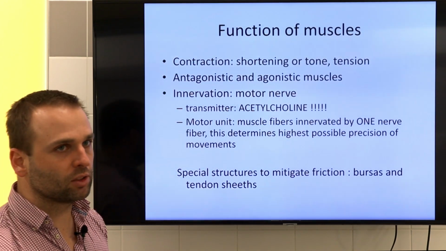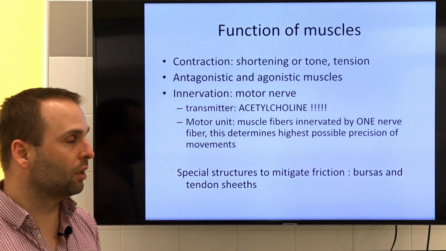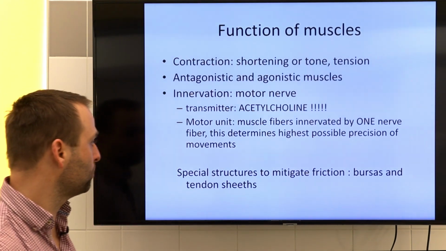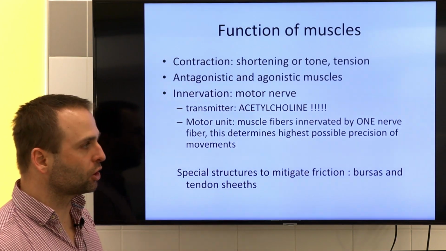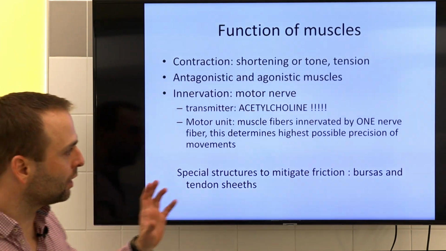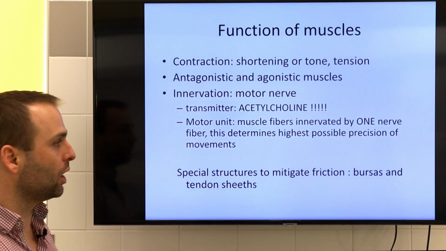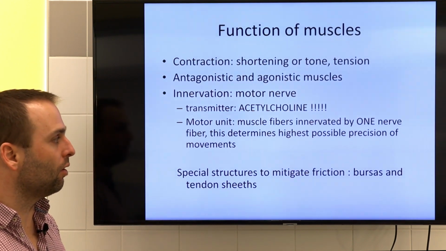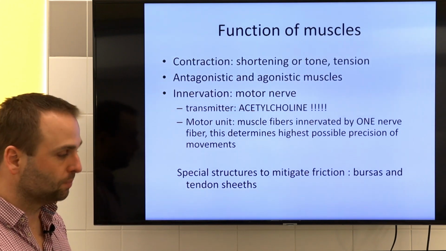Obviously, there are some muscles which require a large number of motor units which are very precisely regulated, others not that much. And you also have special structures to mitigate the friction, mostly of tendons. These are bursae, and also tendon sheaths are associated with several tendons. These will reduce the risk of damage to these particular muscles or tendons. Thank you very much.